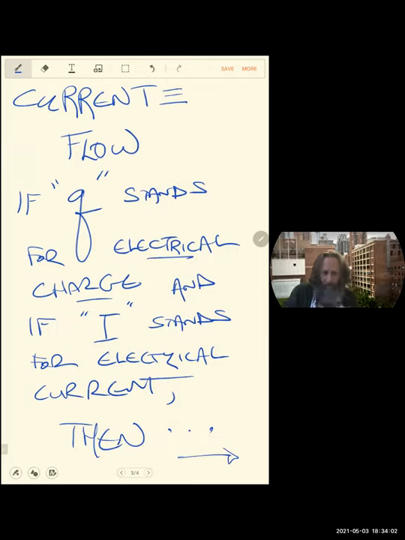I'm about to go to the next page. But what this page says is, okay, current is flow. I want to define flow in a mathematical way in a moment. But I'm saying first and foremost that in English, current is flow of charge. If lowercase q stands for amount of charge at a particular point in space at a particular point in time, and if capital I stands for electrical current, then here's a mathematical definition of what current really is that I want to emphasize.